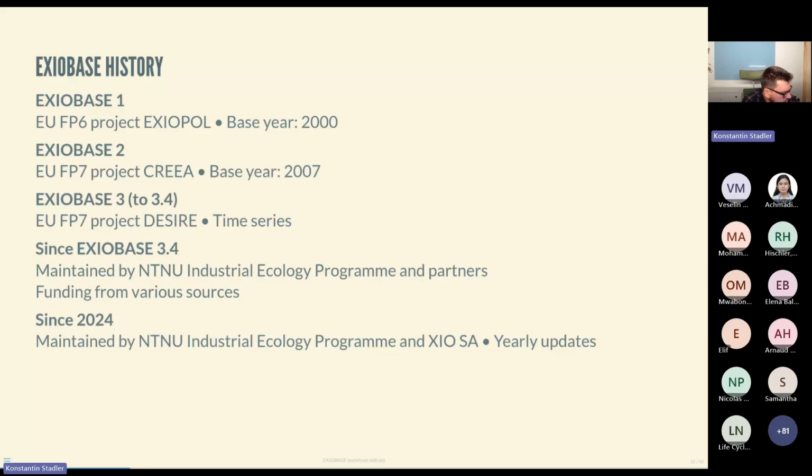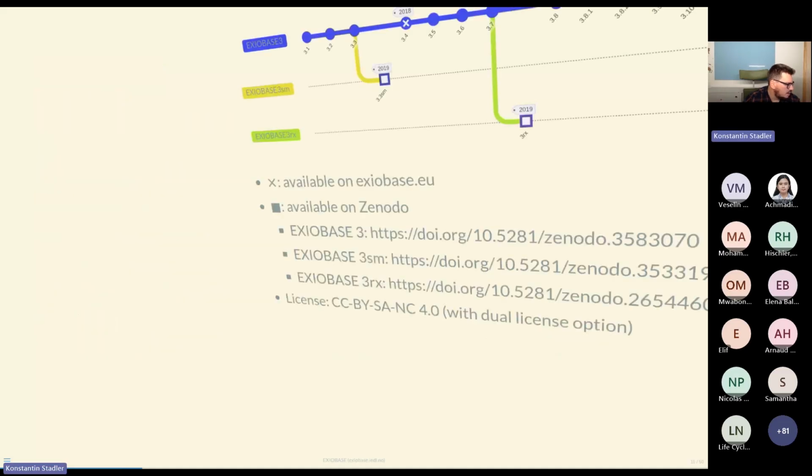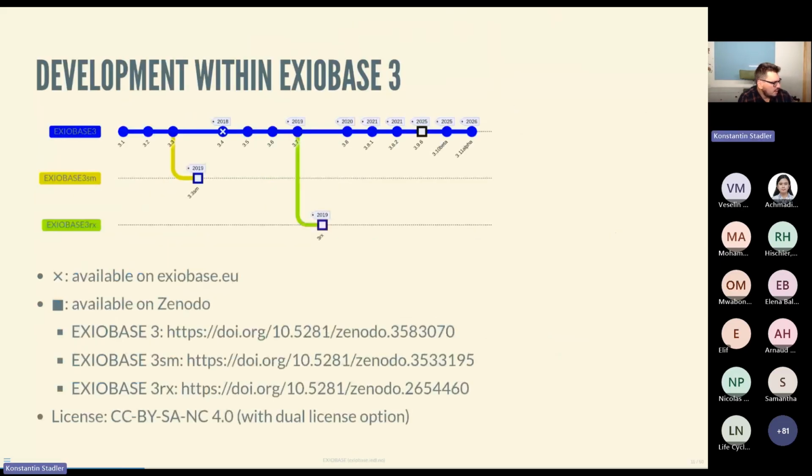And we now try to provide regular yearly updates, after kind of irregular updates, through this startup EXIO in collaboration with the NTNU Industrial Ecology Program. In Exiobase 3, we had, as I said, this outcome of the DESIRE project, which was released in 2018, which was Exiobase 3.4.